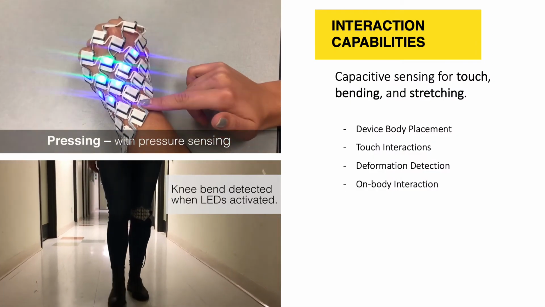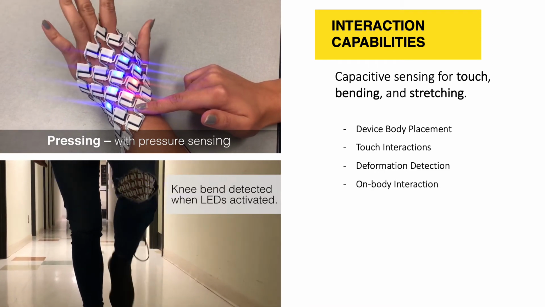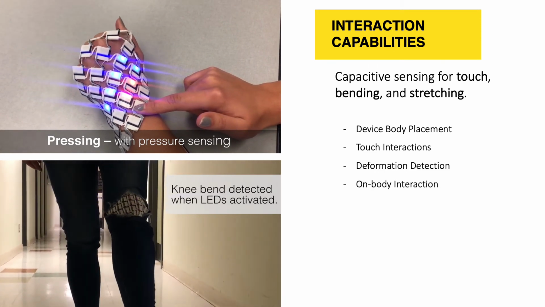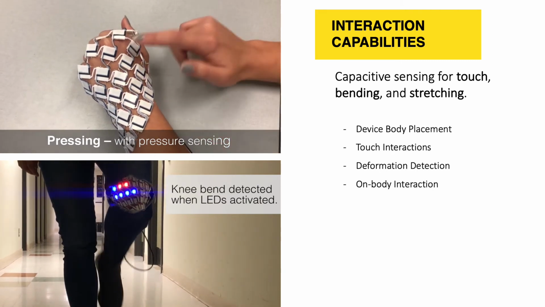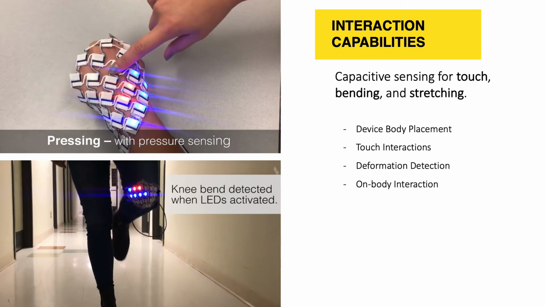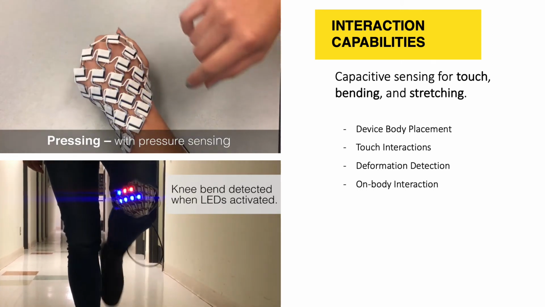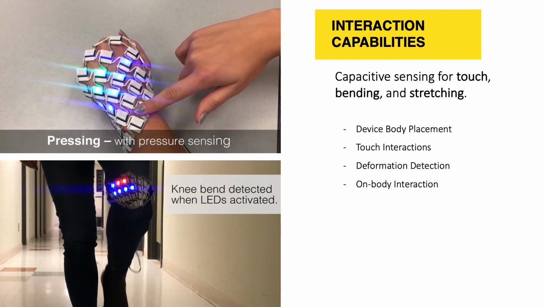Our prototype surface can support a set of interaction capabilities from touch, bending, and stretching. We can also demonstrate device body placement as we show our prototype as a hands-worn device that wraps like a glove around the wearer's hand, and also as a knee bend sensor attached to a pair of ripped jeans.